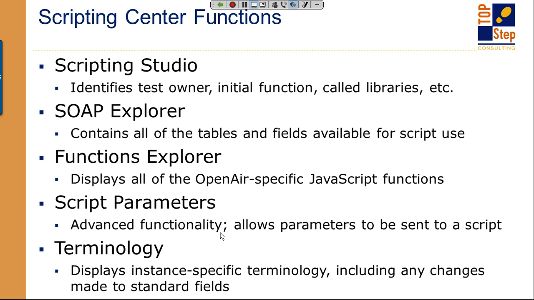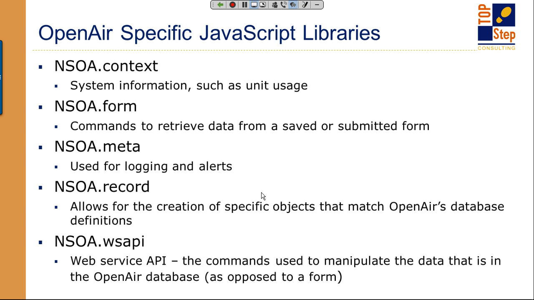There are 5 specific libraries that OpenAir provides. There's a context library, which really is there for system information. It also will tell you how many units you've used up to that point in the script. So going back to what we talked about in terms of scripting governance, this can be very informational to show you how many units you still have remaining to use.